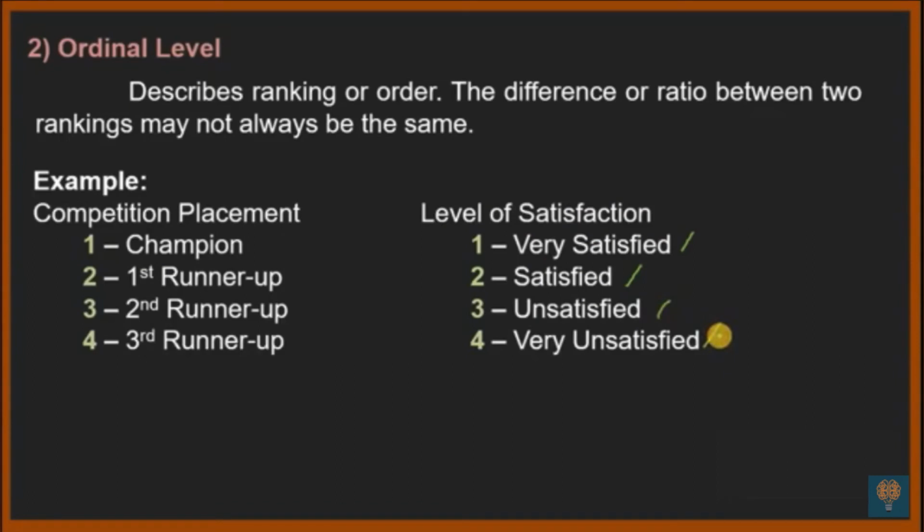Ordinal level describes ranking or order. The difference or ratio between two rankings may not always be the same. Example, competition placement: champion, first runner-up, second runner-up, third runner-up. Another example, levels of satisfaction: very satisfied, satisfied, unsatisfied, very unsatisfied.